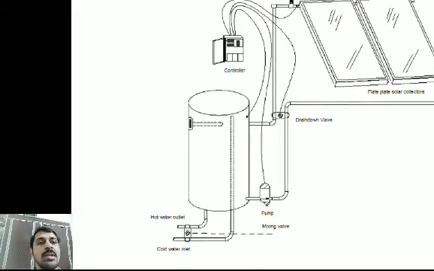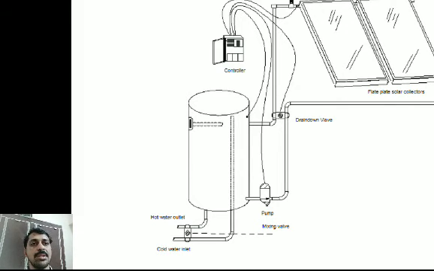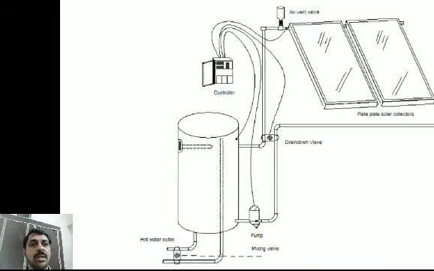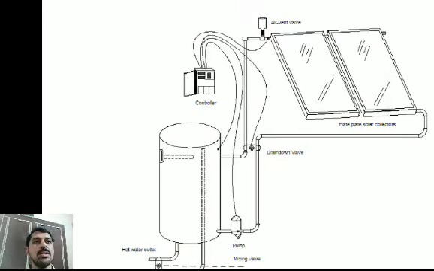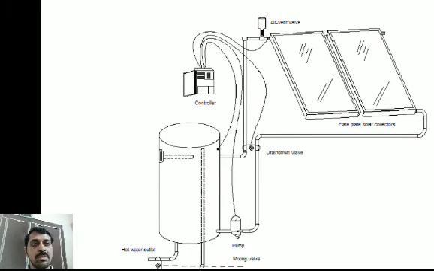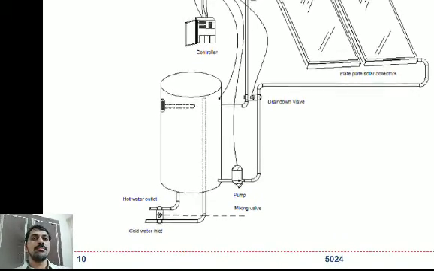And again you can see a pump here. The pump will be maintaining the circulation to the collector from the storage tank, and the only extra fitting is the drain out valve. Again, this drain down system is also applicable to cold countries where the nighttime temperature is very low.